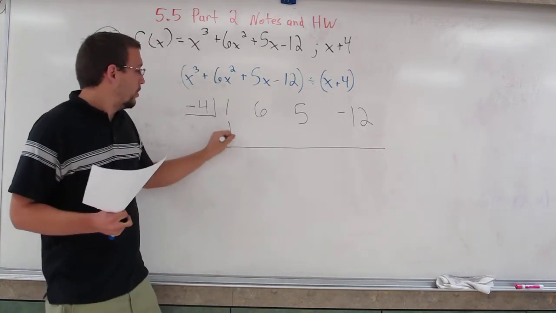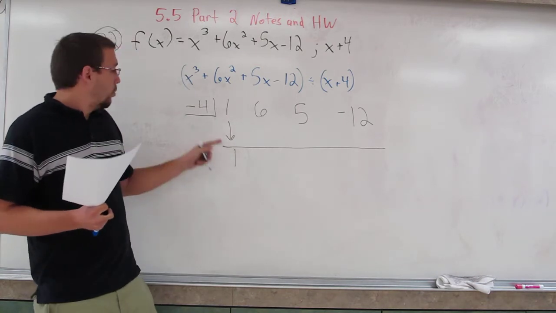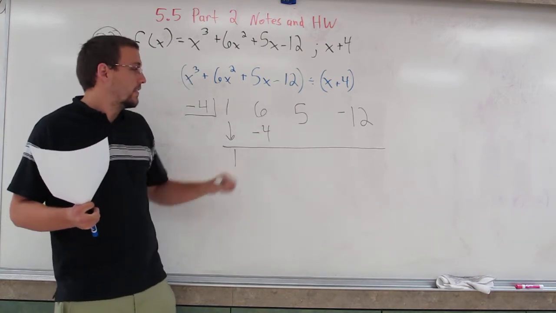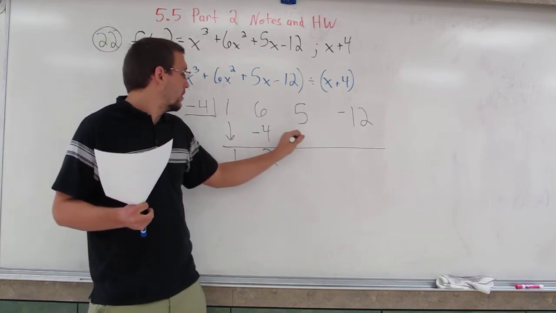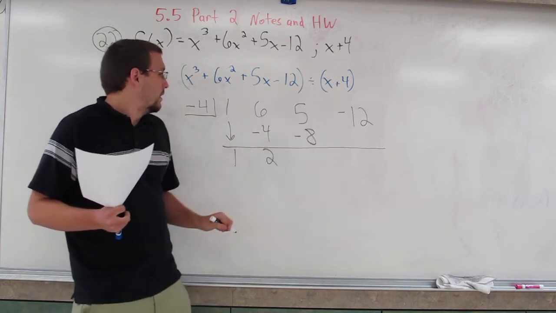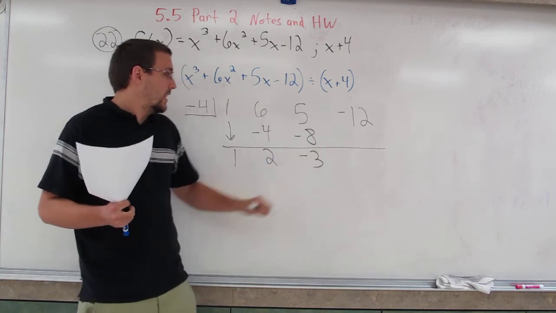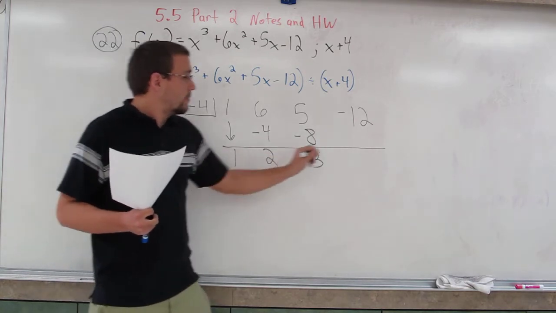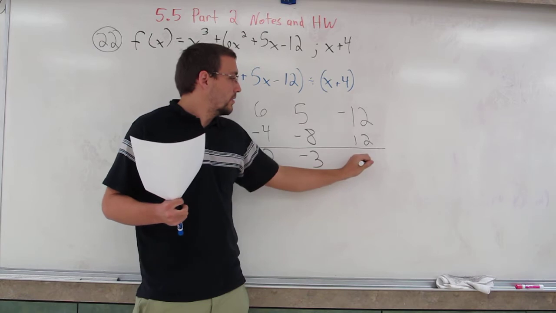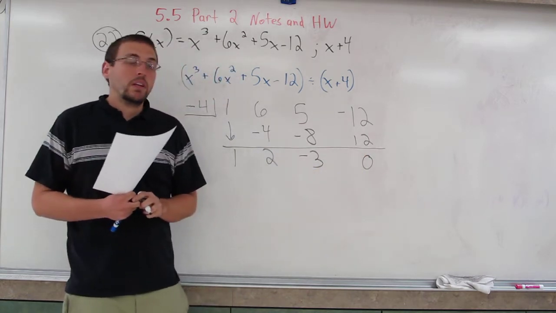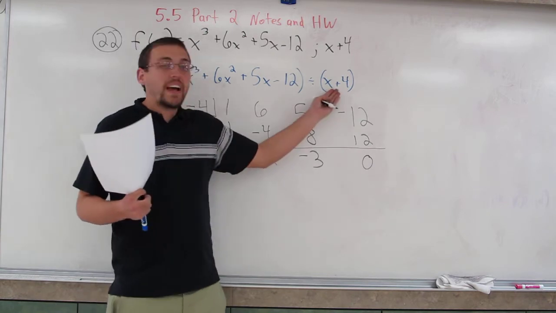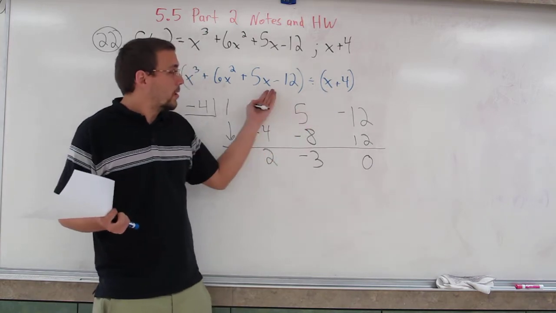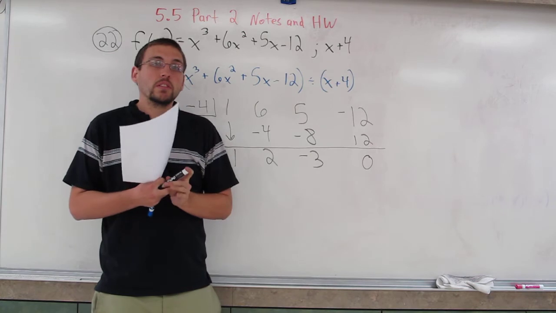Good. Notice you bring down the 1. 1 times negative 4 gives us negative 4. 6 plus negative 4 is 2. 2 times negative 4 is negative 8. 5 plus negative 8 is negative 3. Negative 3 times negative 4 gives us positive 12, and we get a remainder of 0. This remainder should not be a surprise to you. They told us this was a factor. Remember, to be a factor of a polynomial, you should have a remainder of 0.